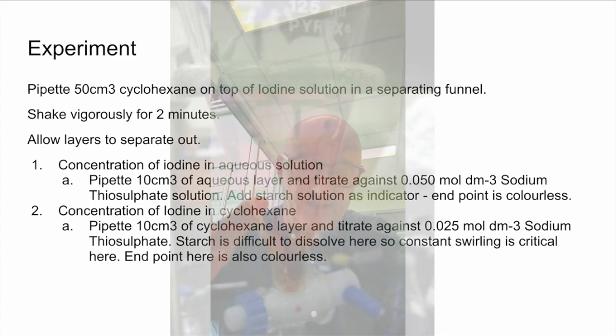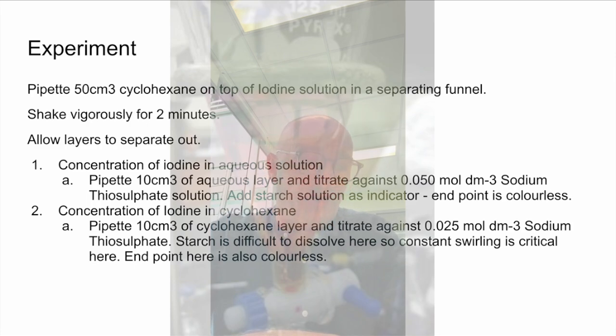You need to shake it really vigorously for 2 minutes. Make sure you control that variable for 2 minutes. Let it stand, let it sit. The layers will separate out, and you will hopefully see a very clear line between the two phases. Okay, take 10 cm cubed of the aqueous layer and then titrate that against 0.05 mole per decimeter cubed sodium thiosulfate. Of course, in your IA, you will standardize that thiosulfate to validate, to prove that it is actually 0.05 moles per decimeter cubed.